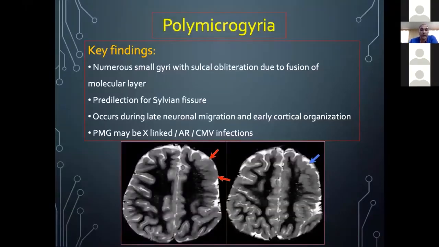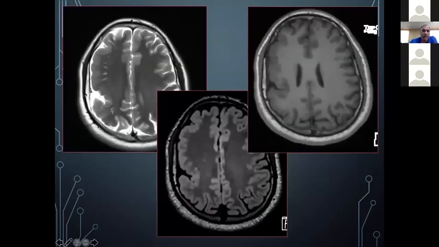Coming to polymicrogyria, what we have to look at is the cortex and the white matter junction. Here, look at the right side, it's very distinct, very nicely made out. It's very smooth, whereas in polymicrogyria there can be underlying white matter signal changes along with a distorted gray white matter contrast, which will be very irregular. Here again, you can see there's a fuzziness or irregularity of the gray white matter contrast.